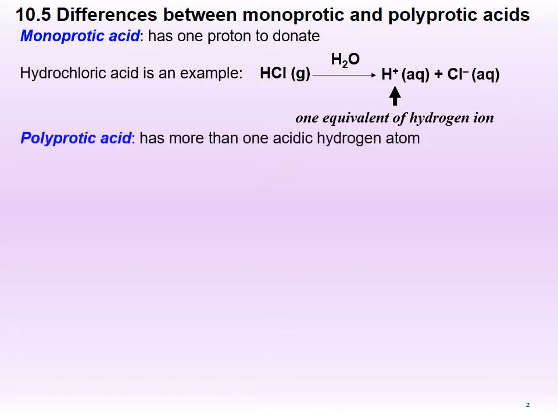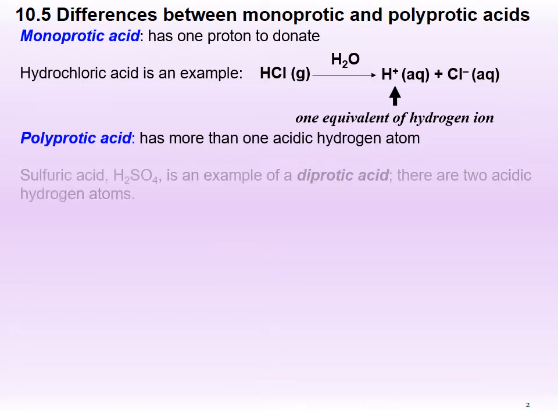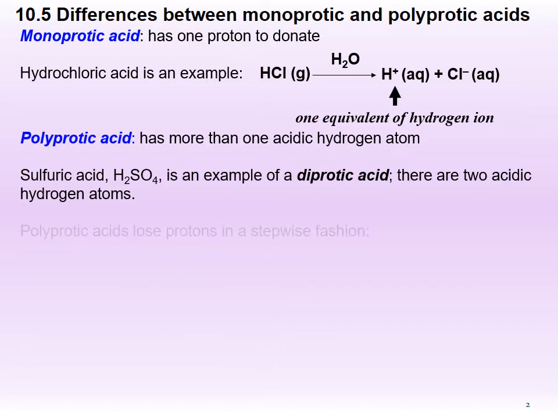A polyprotic acid has more than 1 acidic hydrogen atom. Sulfuric acid, H2SO4, is a diprotic acid as it has 2 acidic hydrogen atoms. The prefix di means 2. For every 1 mole of a diprotic acid, 2 moles or 2 equivalents of hydrogen ions or hydronium ions are produced. Polyprotic acids lose protons in a stepwise fashion.